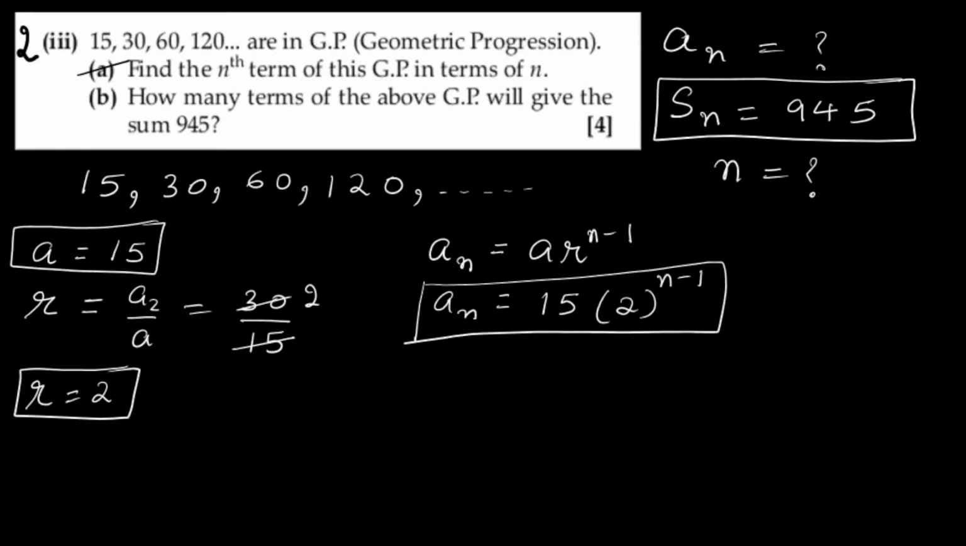Okay, let's do the next one. Both parts A and B we have completed. In part A we had to find the nth term in terms of n, and in the second part we had to find the number of terms if the sum is equal to 945. Let's do the next question now.